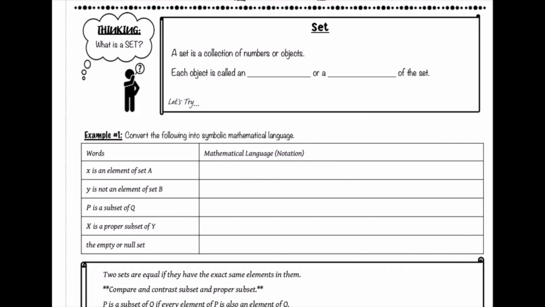Let's take a look at our thinking question for today, and we are talking about sets. So what is a set? A set is a collection of numbers or objects. Each object is called an element or a member of the set.